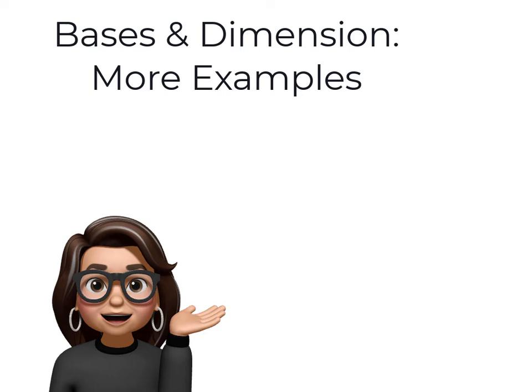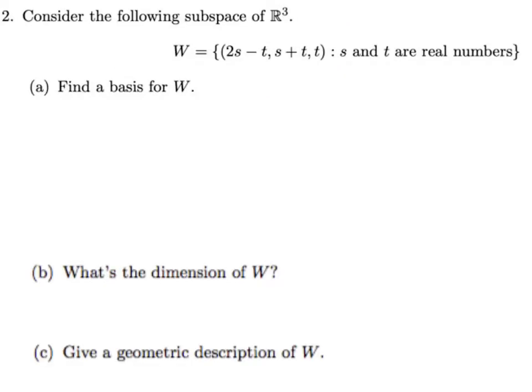Hi, welcome back. In this video, we're going to do a few more examples involving bases and dimension. In our first example, we're looking at a subspace of R3 consisting of all the ordered triples of the form 2s minus t, comma, s plus t, comma, t, where s and t are real numbers. First of all, we're asked to find a basis for this subspace.